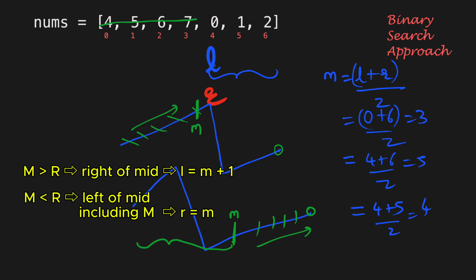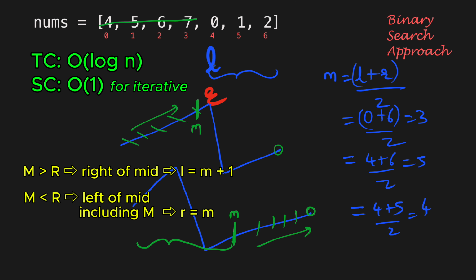Now the time complexity of this approach is O(log n), because at each step we are reducing the search space by half. In case you are interested in how to derive this time complexity, please check out my video on binary search. And in terms of space complexity, it will be O(1) if we are using the iterative binary search, as we are using few variables like left, right and middle. But if we follow the recursive approach, then the space complexity will be O(log n), mainly coming from the depth of the recursion, which is proportional to O(log n), as the search space is divided in half at each step.